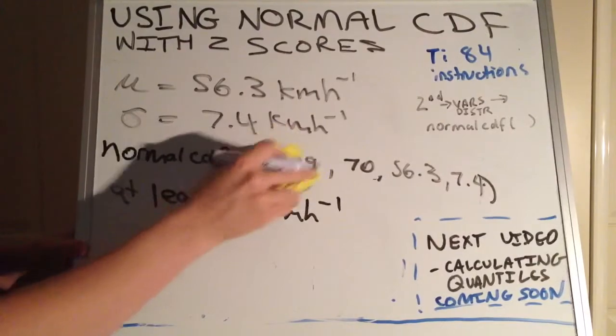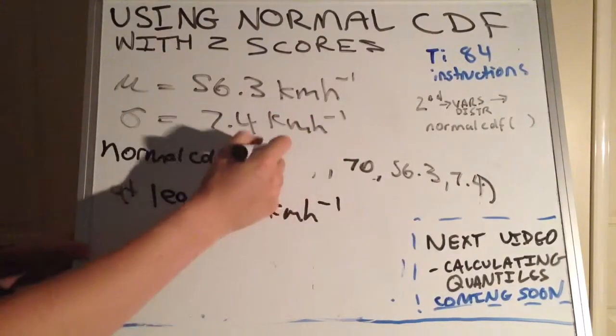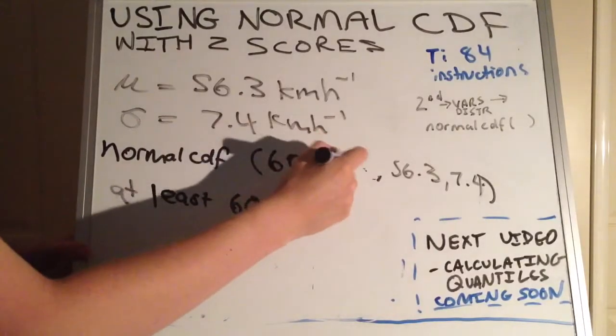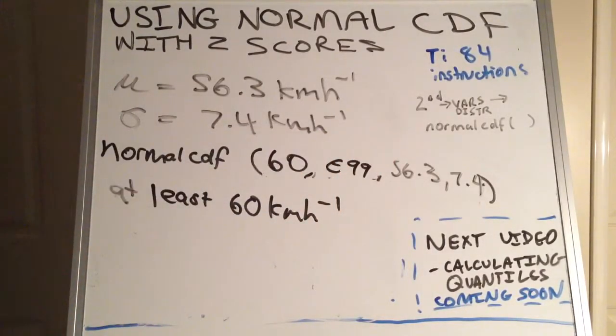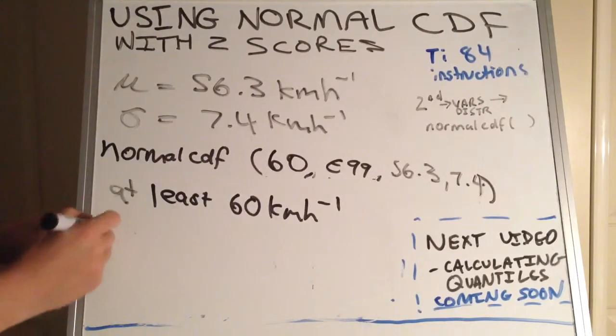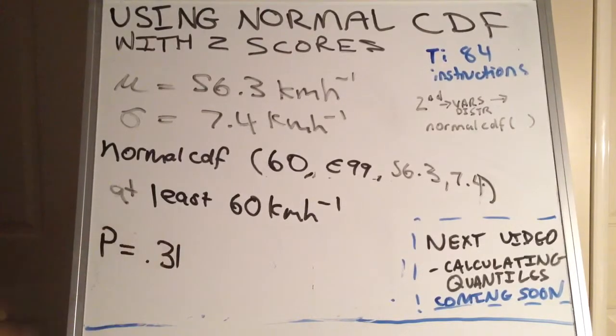So in order to do this, we know that our minimum value, because it says at least, must be 60, and we know that our upper value must be e to 99, because you would probably get some people, very rare, but still some people, who would go very, very fast down that road, possibly even hundreds of kilometres. Hoon drivers. So in order to calculate this, again, we go to normal CDF, and 60 is our lower, our upper is going to be second function e to 99, and then your mu and sigma should still be in there. So we calculate the probability of someone being at least 60 kilometres per hour to be 0.31.